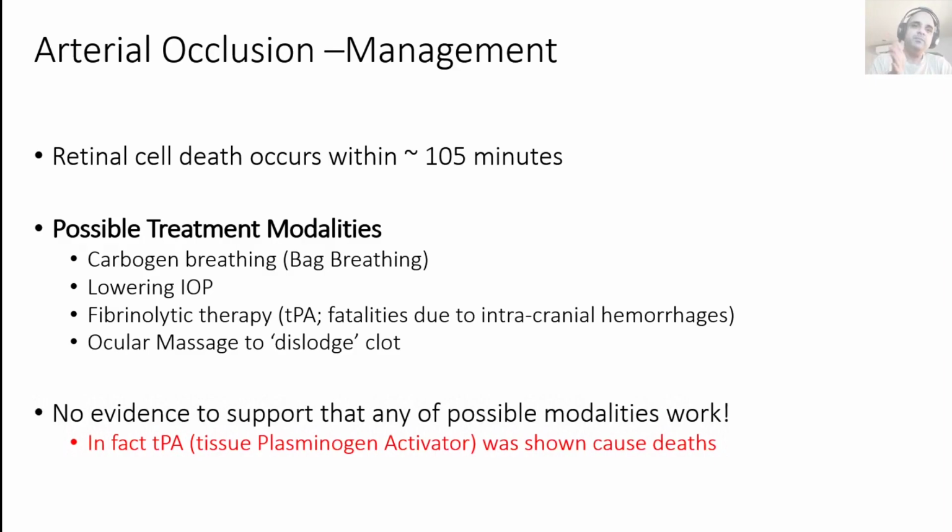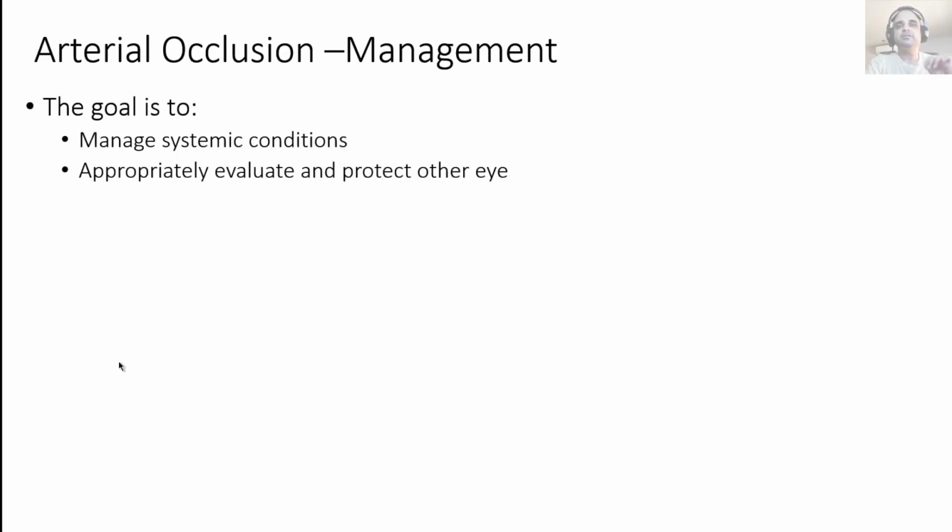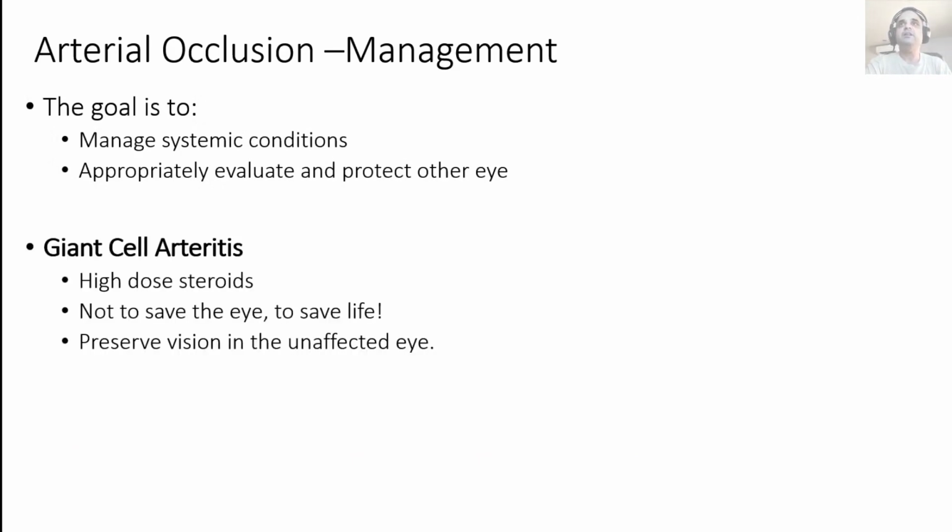So there is no evidence that anything really works. There is what could be best described as sporadic evidence that somebody tried one of these things, and it worked. But there is no large RCT-based or higher quality evidence that would tell you, yeah, one of these things works, so you can try it. The idea is definitely to manage the systemic conditions to protect the other eye. And if you have giant cell arteritis, the idea is to protect the life of the patient and obviously to preserve the vision in the other eye.